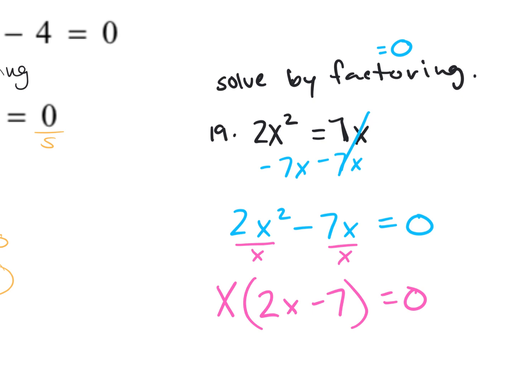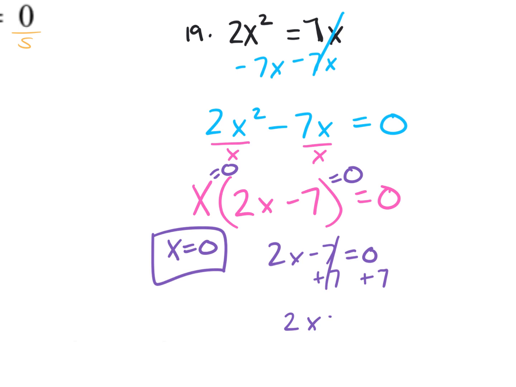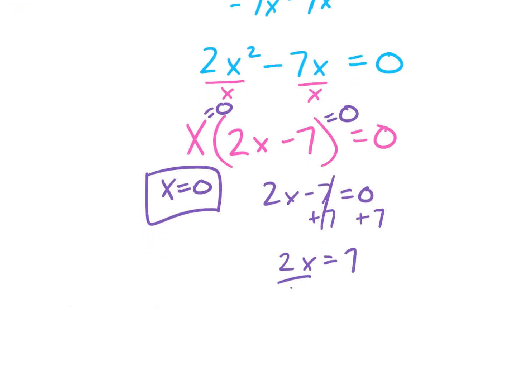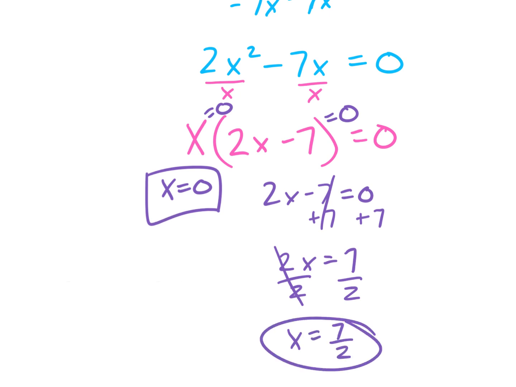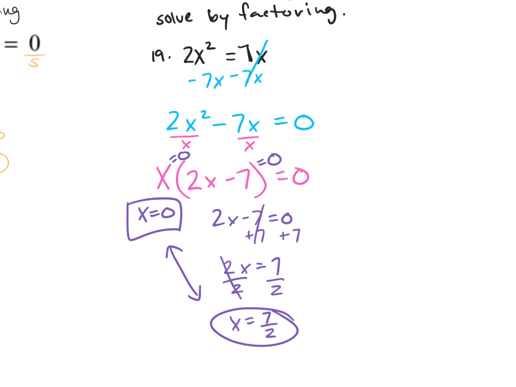Now, just like we solved by factoring before, what would I do next? Set them both equal to 0. So x is equal to 0, and 2x minus 7 equals 0. So x is equal to 0 is already solved for us. Perfect. What would I do to solve the other one? Add 7 and divide by 2. So x is equal to 7 over 2 and 0. We got two answers here. So definitely I would write this down.